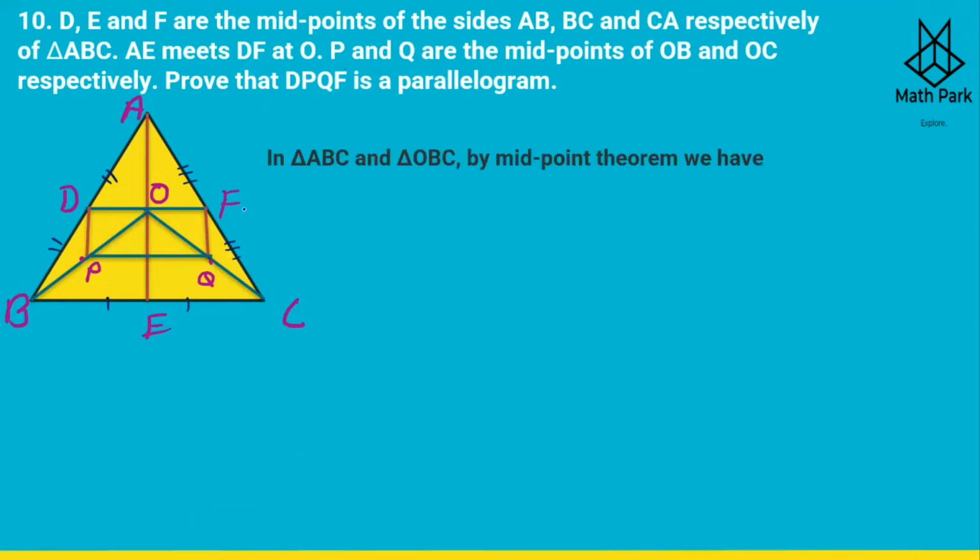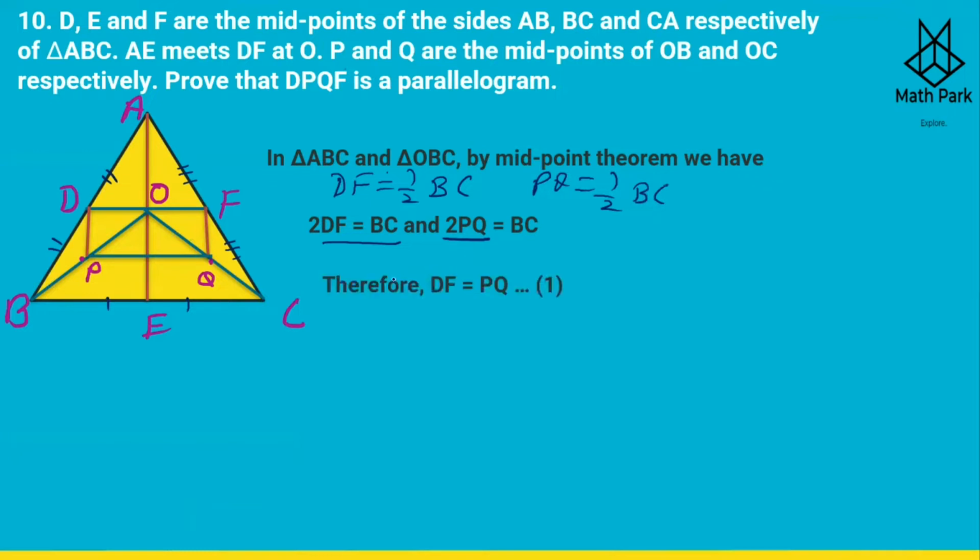So we use triangle ABC and triangle OBC. In triangle ABC, by the midpoint theorem, DF is equal to half BC. So this is how you get 2DF is equal to BC. And also, PQ is equal to half BC. So this is how you get 2PQ is equal to BC. From this, you get DF is equal to PQ. So we got one pair of opposite sides equal.